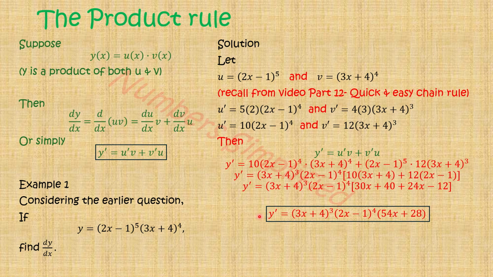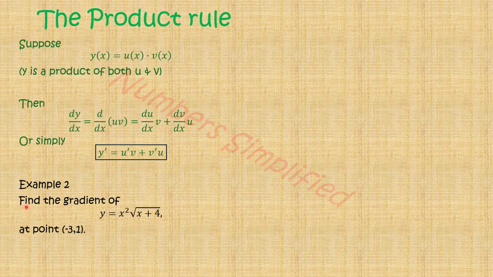Great then, so now let's move on to example 2. Find the gradient of y is equal to x squared times the square root of (x plus 4) at the point (minus 3, 1). And the solution. So we let u be x squared and v be the second bit, which is (x plus 4) raised to the power half from the laws of indices, and I encourage you to check out the laws of indices video that we have.